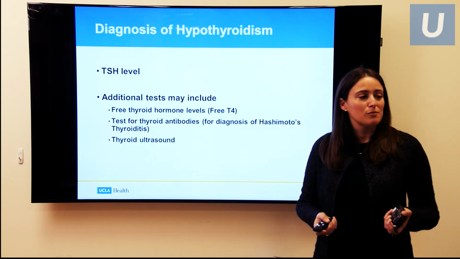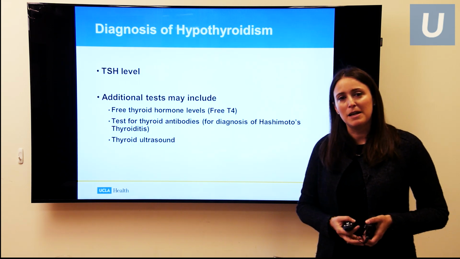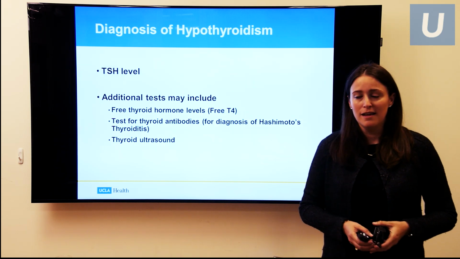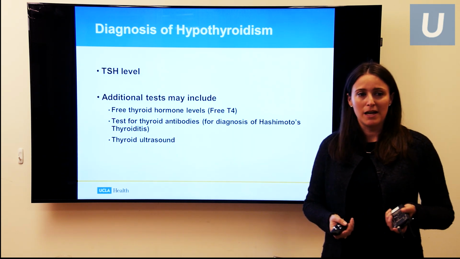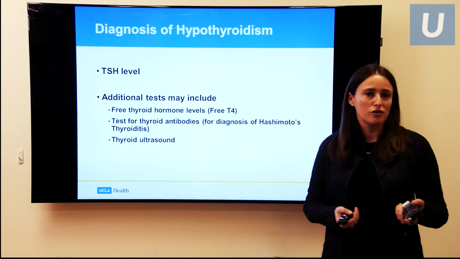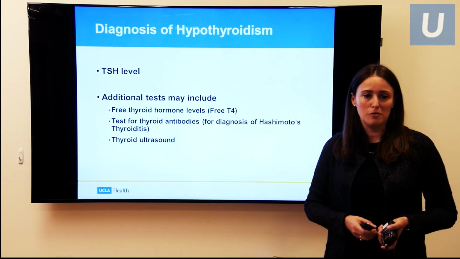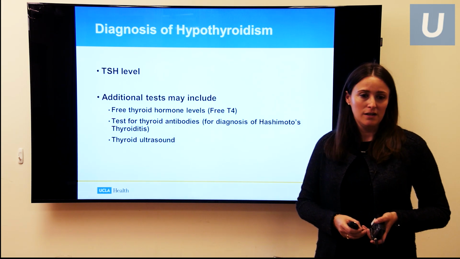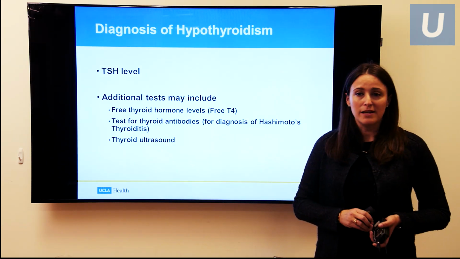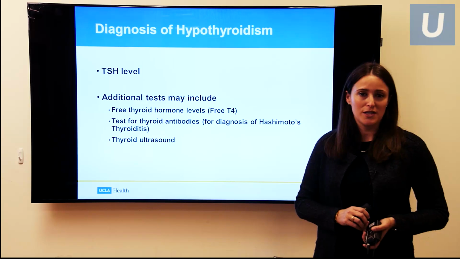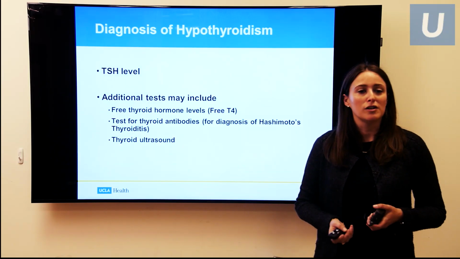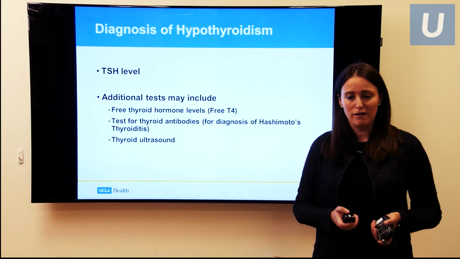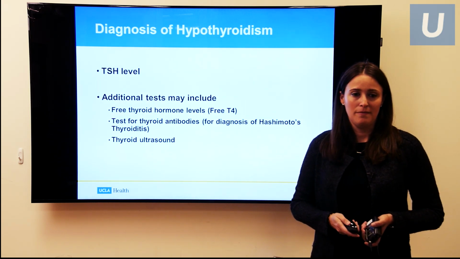So once your doctor has reviewed your history and gone through your physical examination, the next thing that they'll do for diagnosis is some laboratory testing. And again, we start with that TSH level because it is the most sensitive number in terms of shifting thyroid hormone in your body. And additional testing might include a free T4 level and tests for thyroid antibodies in order to diagnose Hashimoto's thyroiditis. And finally, your exam may or may not include a thyroid ultrasound, depending on what your doctor has noted on physical examination.